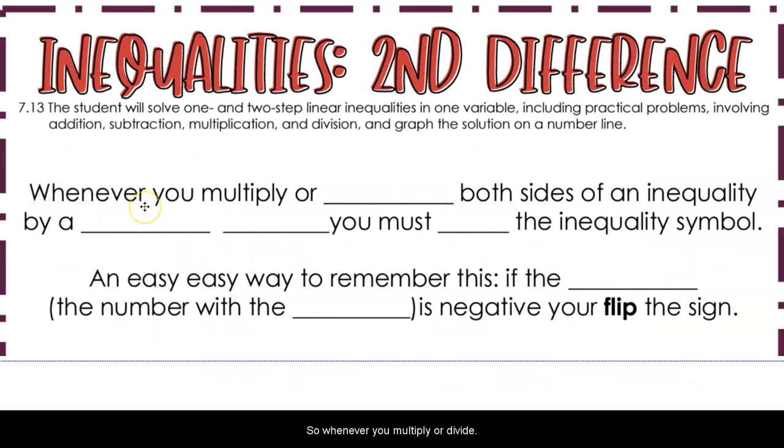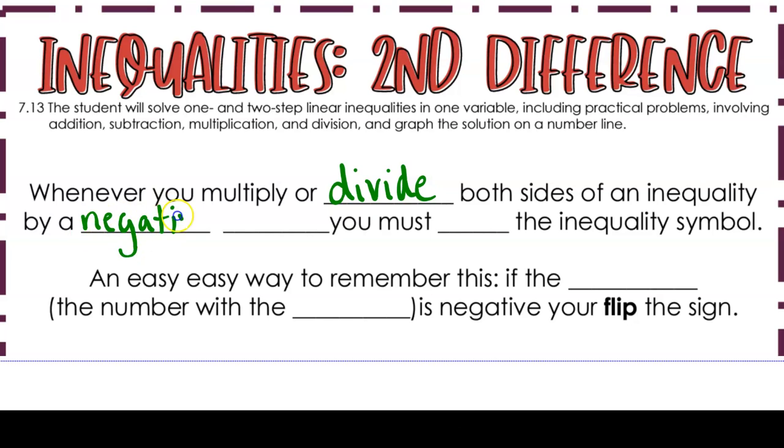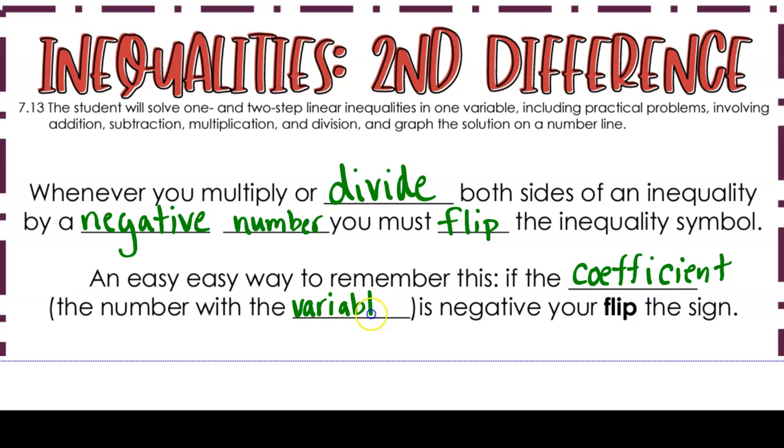So whenever you multiply or divide both sides of an inequality by a negative number, as we saw in our example, you must flip the inequality sign. An easy way to remember this: if the coefficient, the number with the variable, is negative, you're going to flip the sign.